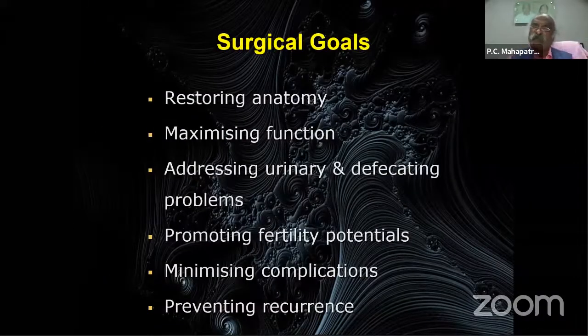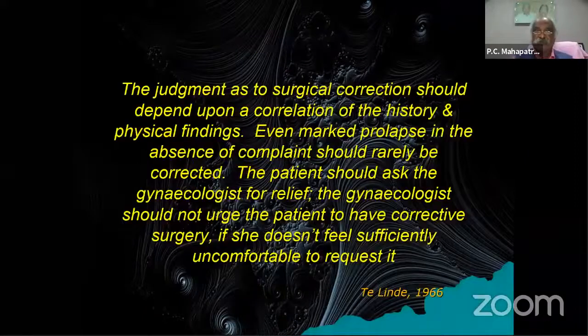What are the surgical goals? What are the goals before us? Goals before surgery: you think, am I able to restore the anatomy as far as possible? Almost complete restoration of anatomy. Second, maximizing the function. Third, addressing the urinary and defecating problems. Fourth, promoting the fertility potential if she is keen for conception, but the surgery should not affect the fertility. Fifth, minimizing and preventing complications. All these are goals before us for doing a surgery.